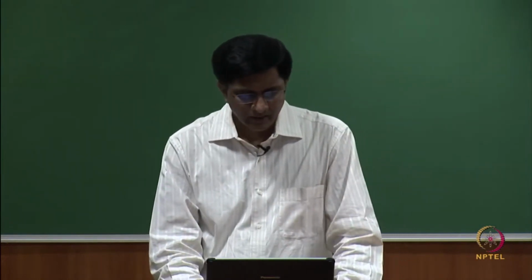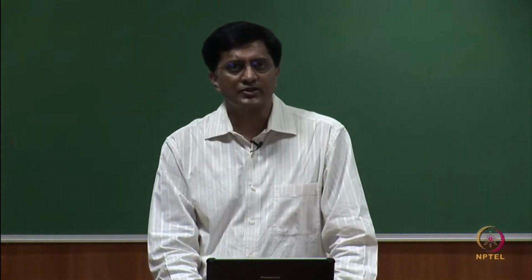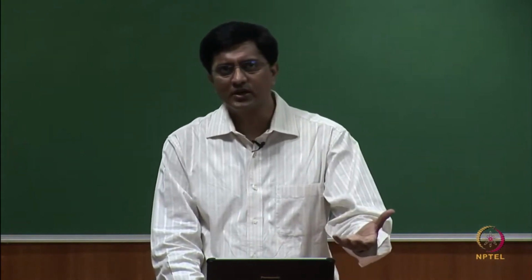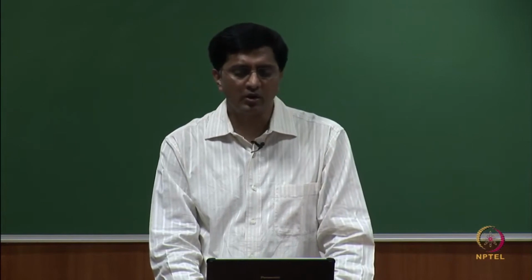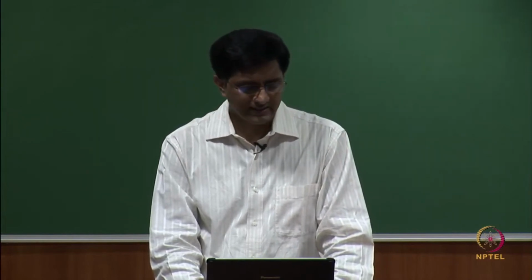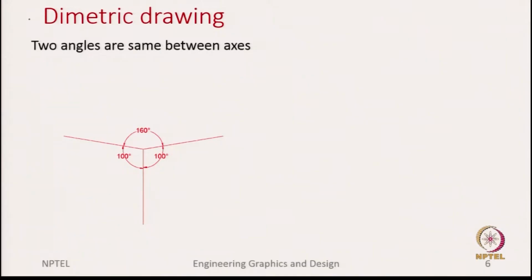Okay. So, now let us continue with axonometric drawings. We said the first one is the isometric drawing. We have two more categories. The second is the dimetric drawing. Again, the difference is that now only two of those angles are the same. So, for example, here this and this are 100 degrees. Both of them are equal, but the third angle is different. So, this is our solid in the dimetric view.